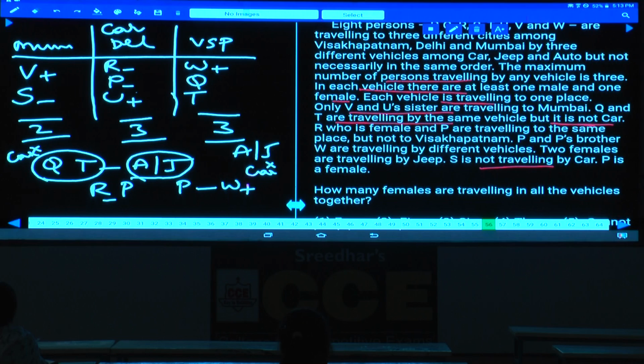Now, this is the car. One more piece of information. What is the other information here? 2 females are traveling by jeep. As 2 females, where can we have them? Now, 2 females, R and P, are already traveling by car. Another 2 females are there who are traveling by jeep. And what is the possibility here? Now, the persons who are traveling to Visakhapatnam are traveling by jeep. And the persons who are traveling to Mumbai are traveling by auto. Done?